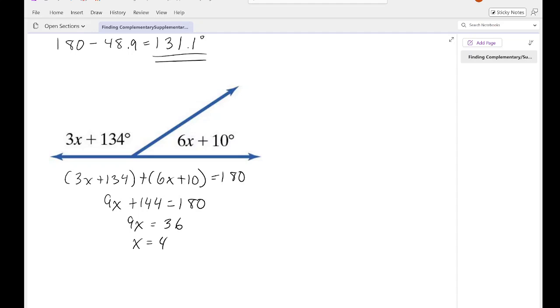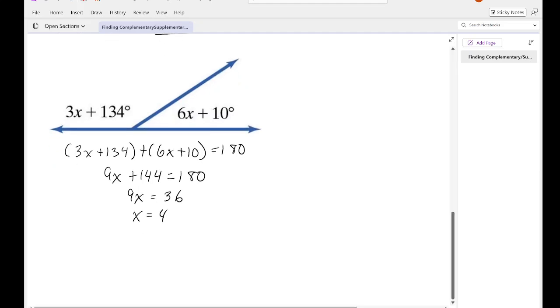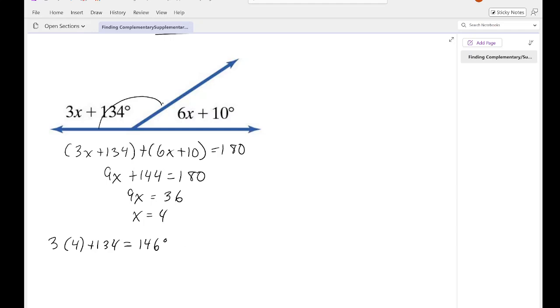X equals 4. That's all well and good, but I still don't know what my angle measurements are. So I'm going to plug in 4 here and here for x to find out what they are. 3 times 4 plus 134 is going to give me 146 degrees. So that's what this angle measurement is, 146 degrees. And then 6 times 4 plus 10 is going to give me 34 degrees, which means this here is 34 degrees.